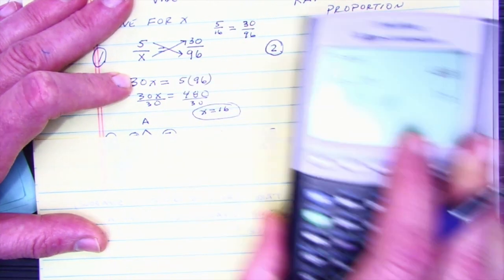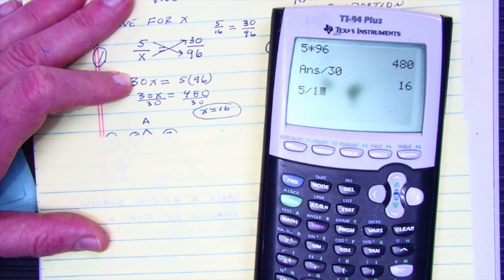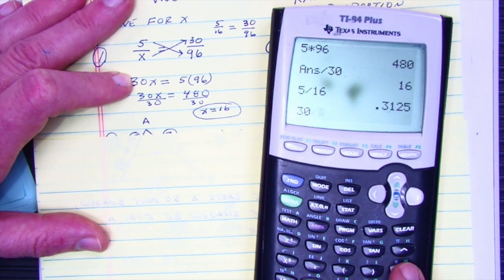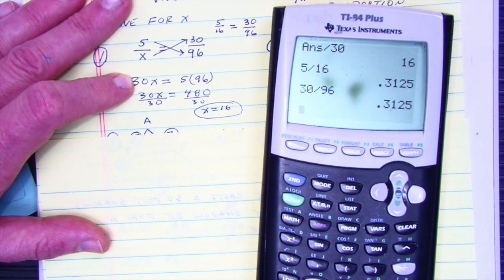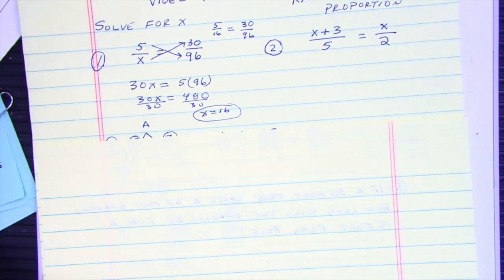And if I go ahead and type that in, if I do 5 divided by 16, I get 0.3125. And if I do 30 divided by 96, I get the same thing. Okay, so that says that they're equal. All right, so I'm going to go ahead and do the second one.